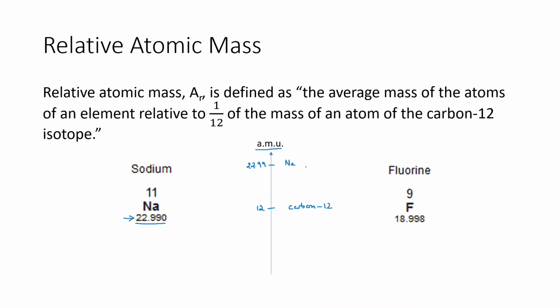And as another example, we have fluorine. It has a relative atomic mass from the periodic table of 18.998. So it would be pretty close to this particular value of the relative atomic mass of sodium. We have right below it that for fluorine. This is the average across all isotopes of fluorine.